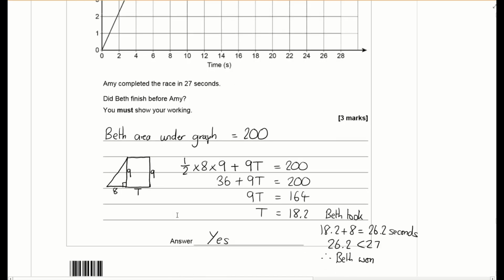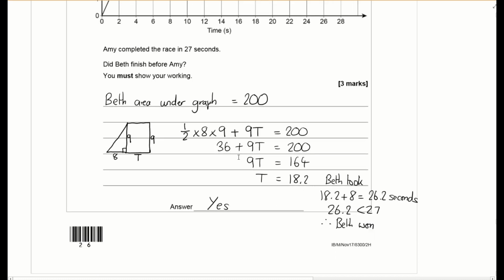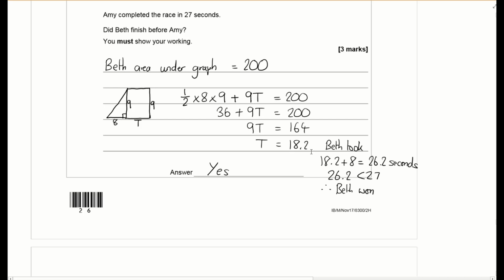So we can now write an equation, because we know that the area of the triangle plus rectangle must equal 200. So a half base times height is the area for a triangle, so a half times 8 times 9, plus the area of the rectangle, which is just length times width, 9t, must equal 200. Half times 8 times 9 is just 36, plus 9t equals 200. Subtract 36, so we get 9t equals 164, and divide by 9. So to 1dp it's 18.2.